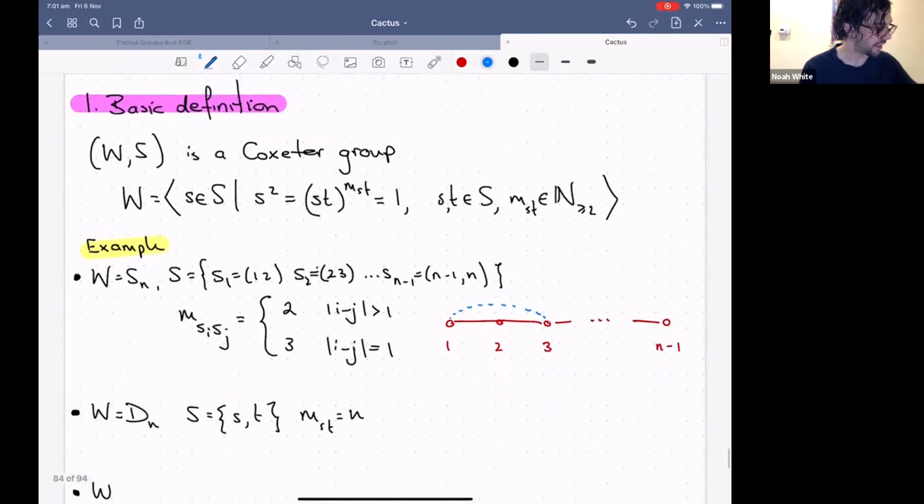Then another example would be the dihedral groups.